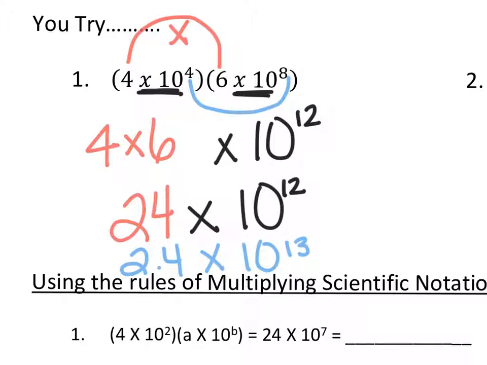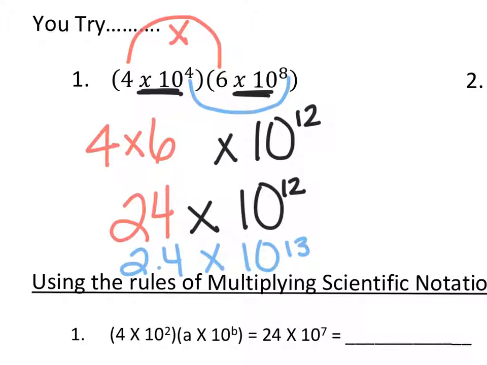Is this in scientific notation, do we agree? But is it in correct scientific notation? Yes or no? This is like my B answer. This is my A answer. Why is 2.4 my A answer, whereas 24 is my B answer?